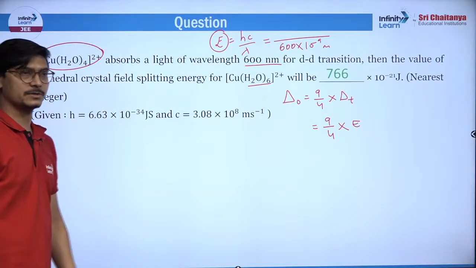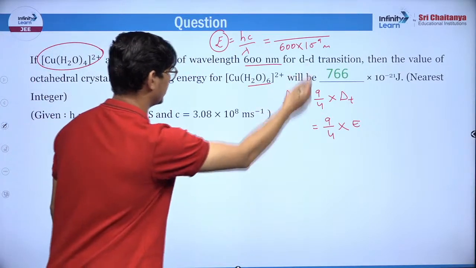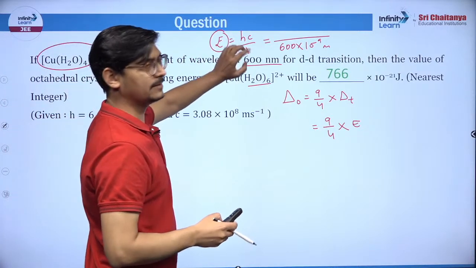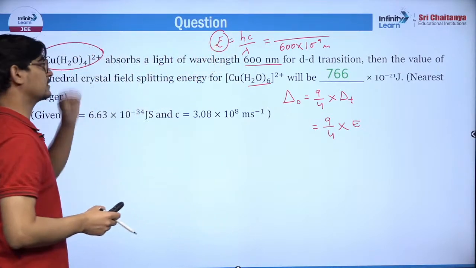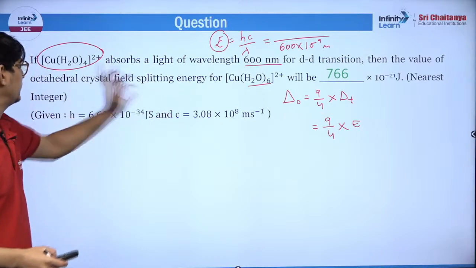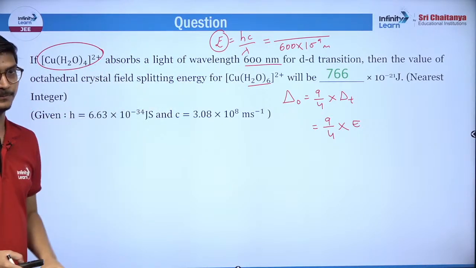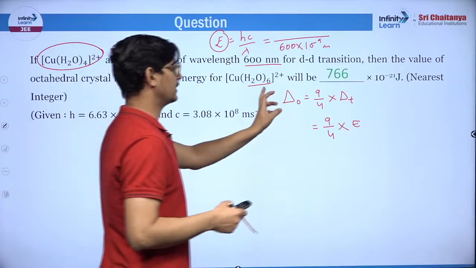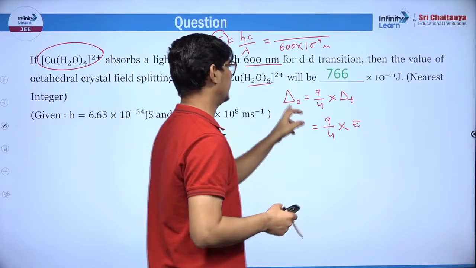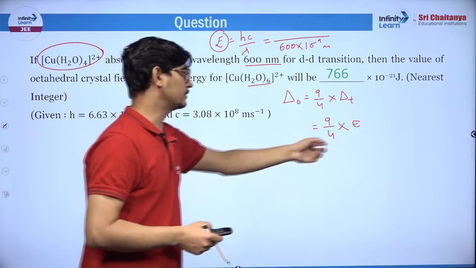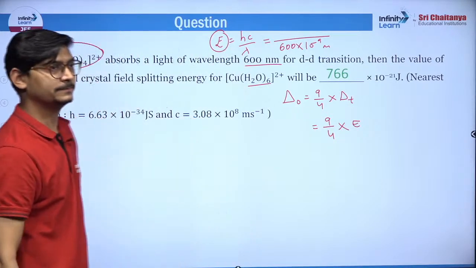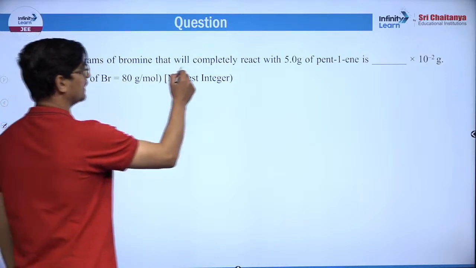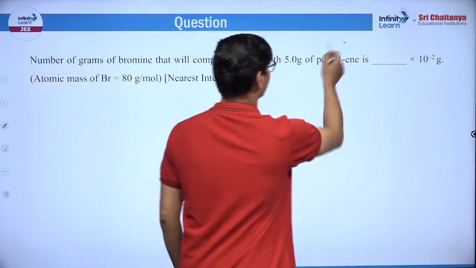So this actually comes out to be 7.66 into 10 to minus 21 joule. So simply apply E is equal to hc by lambda. That will give you the crystal field splitting energy for this complex. Now the metal is same, oxidation number is same, ligand is same. So the only difference in CFSE will be because of the nature of complex. So the relation, this is 4 coordinate, 6 coordinate, delta is 9 by 4 delta T. So this would be that one. Okay, guys, understood? Then number of grams of bromine that will completely react with 5 gram of pentene.